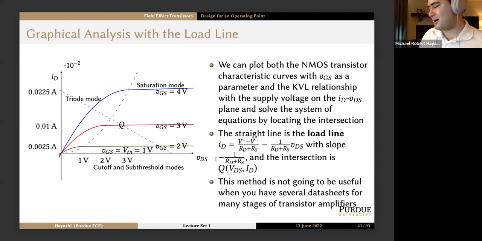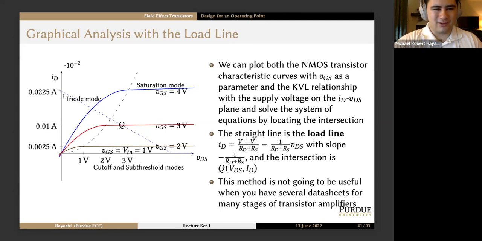So the last thing to really talk about with MOSFET behavior is some graphical techniques. Say, for example, we can plot the NMOS transistor characteristics with VGS as a parameter and the KVL relationship with the supply voltage on the ID-VDS plane. Say we have some sort of resistor at the drain of the MOSFET. We can figure out the equations everything must obey by plotting this dashed blue line here, called the load line.